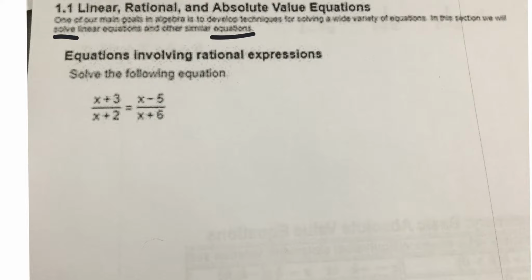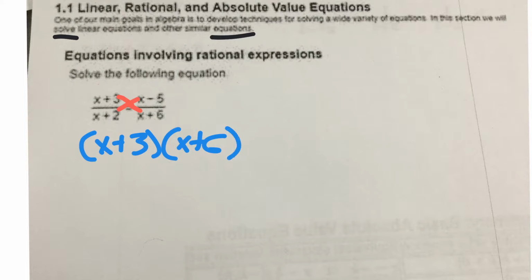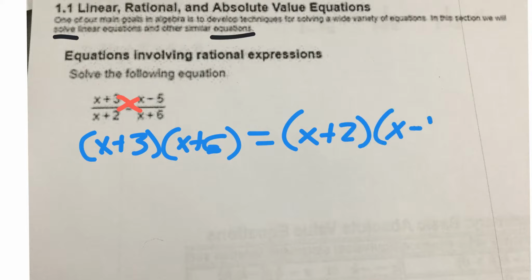So anytime you have a fraction equal to a fraction, how do we begin to solve those? There's one step that's very common for all proportions. Fraction equal to a fraction, we cross multiply and set those two things equal to each other. So I have x plus 3 times x plus 6, and that's going to be equal to x plus 2 times x minus 5.